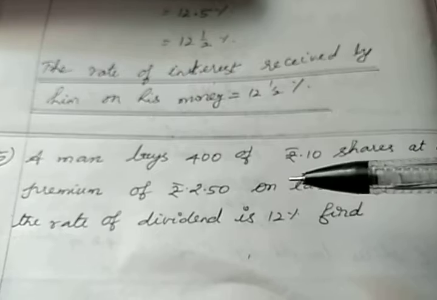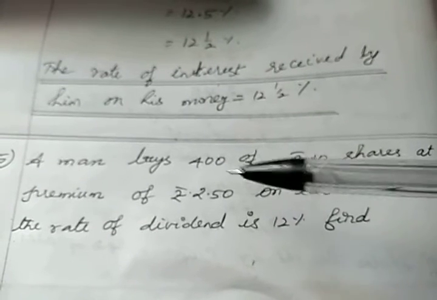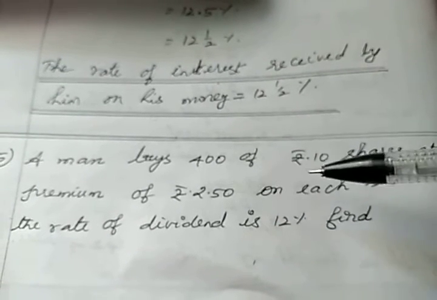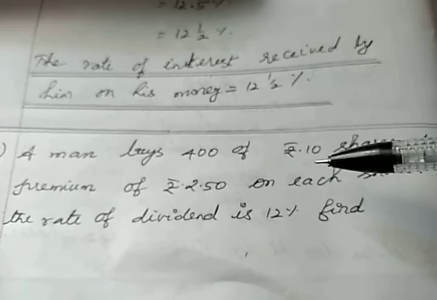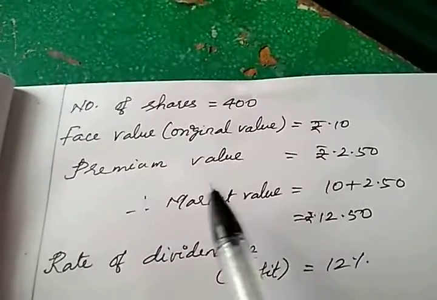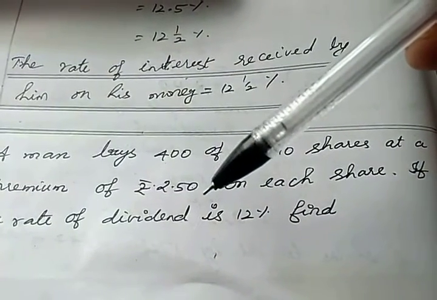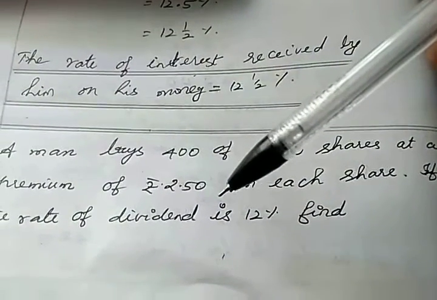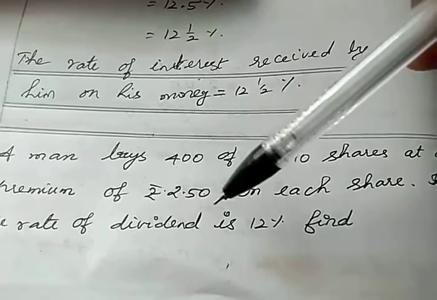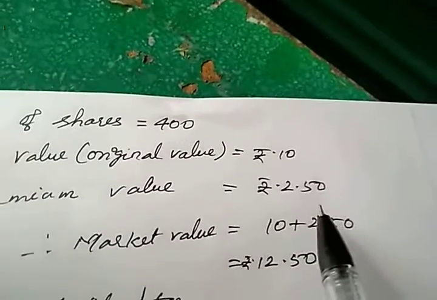A man buys 400 shares of rupees 10. Number of shares is 400. Face value of each share, that is the original value of each share, is 10 rupees. Premium of 2 rupees 50 paisa, that is he can sell each share at an excess of 2 rupees 50 paisa. So premium value is 2 rupees 50 paisa.